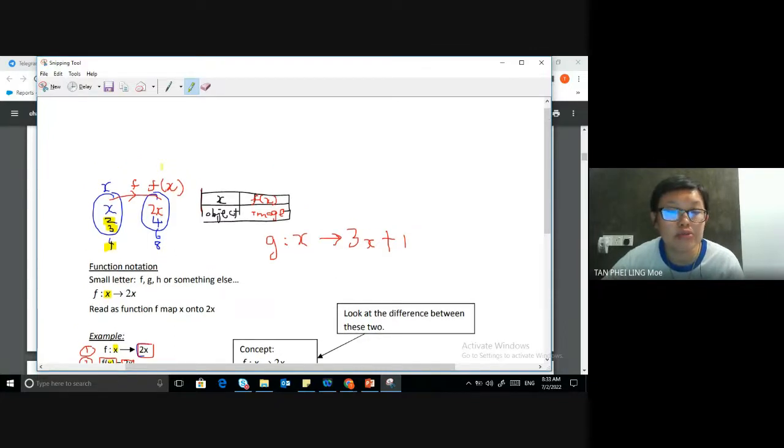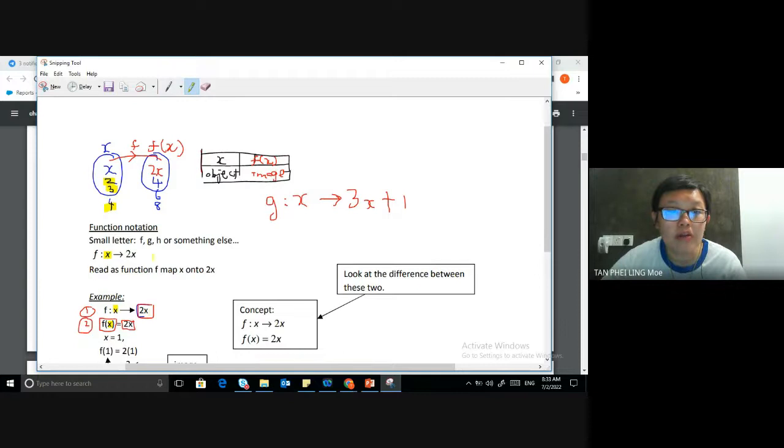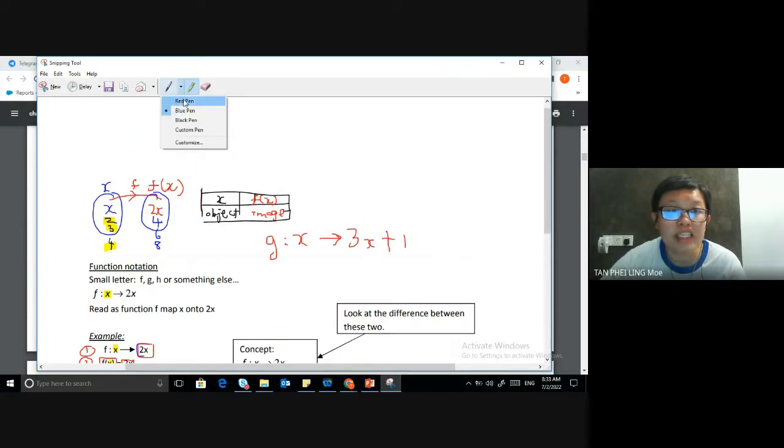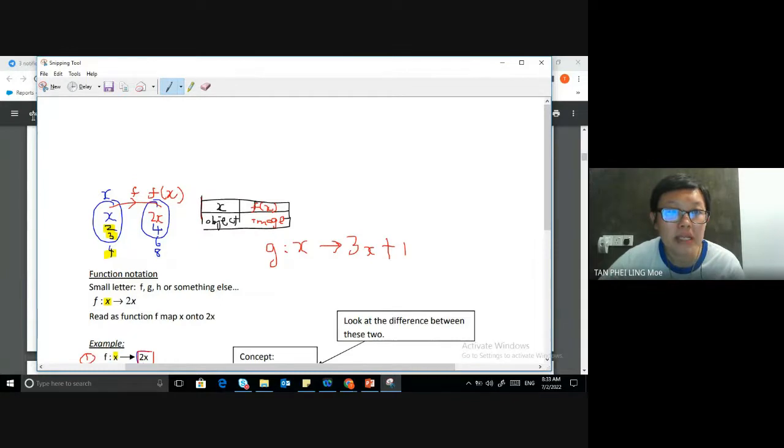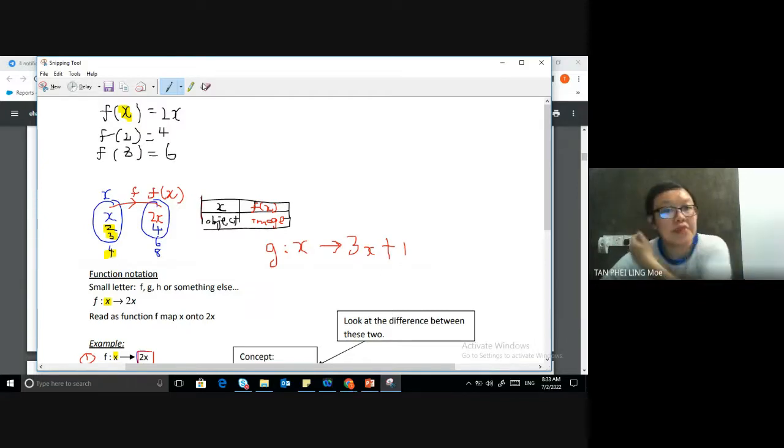So in function notation, we will always write it this way. Let me use black color. When you write f(x), you get 2x, right? So now our object here is 2, so we write f(2) equals 4. We write f(3) equals 6. Do you see that?